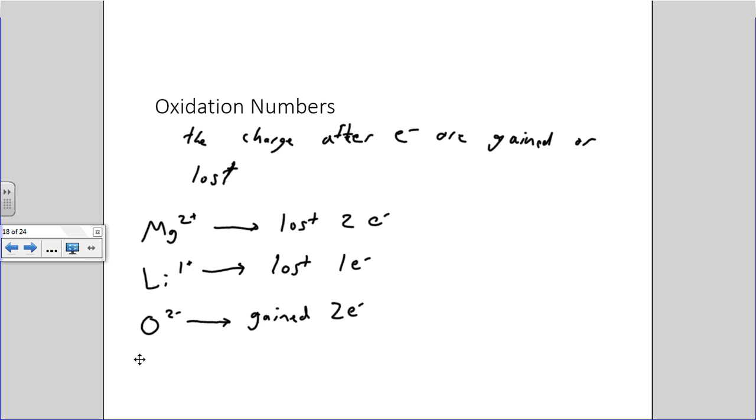Then our last one is a polyatomic ion. So we got CrO4, chromate. And that has an oxidation number of 2 minus, meaning also we have gained 2 electrons. Because it's 2 minus, that means we are 2 more negative overall.